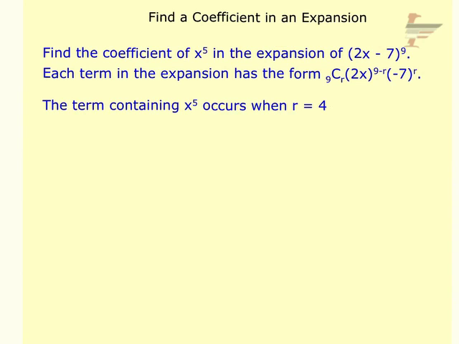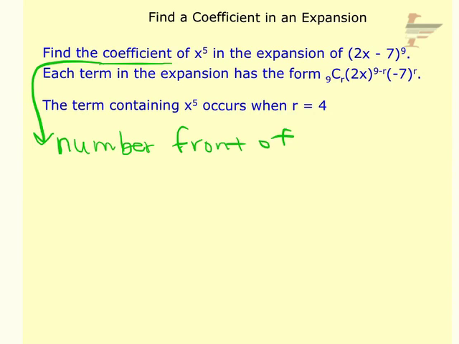It will ask you to find the coefficient of x to the fifth in the expansion of (2x - 7) to the ninth power. Okay, so first of all, what in the world is a coefficient? If you don't know what that is, remind yourself that that's a number in front of a variable. So if you had 2x to the 7th, your coefficient is that 2, right?